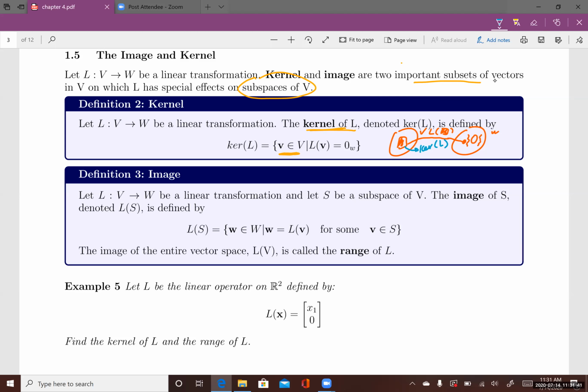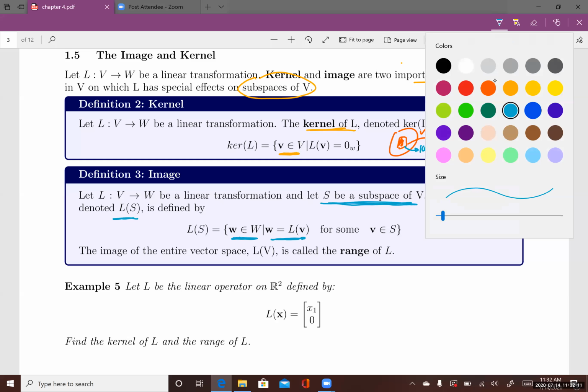Now, what is the definition of image? Again, you have a linear transformation L and S is a subspace of V. The image of S, denoted by L(S), is defined as the vectors in W such that there exists a vector v in V so that w equals L(v). What does it tell you?